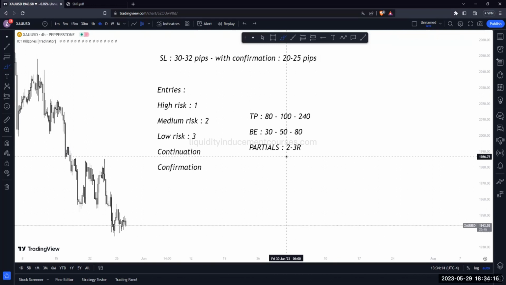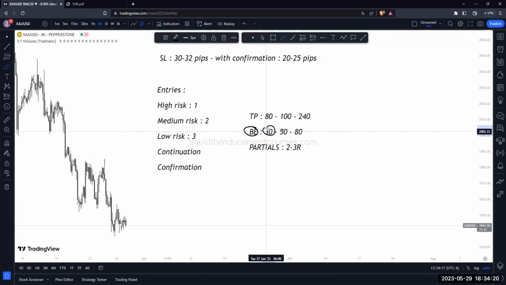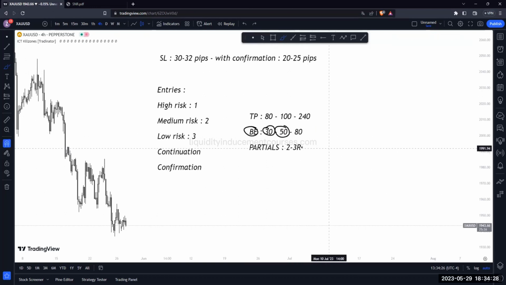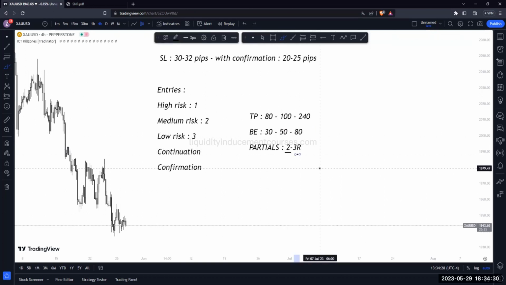Understood? It might be in the low risk, but it's 120 pips because it's special for scalping. Understood, bro? Yeah. Your break even for high risk is 30, your break even for medium risk is 50, your break even for low risk is 80 pips, especially when you have news. When you don't have news, you can put it at 60 pips break even. Your partials is at 2 to 3R for every entry type if you want. You can manage it your own way, okay?